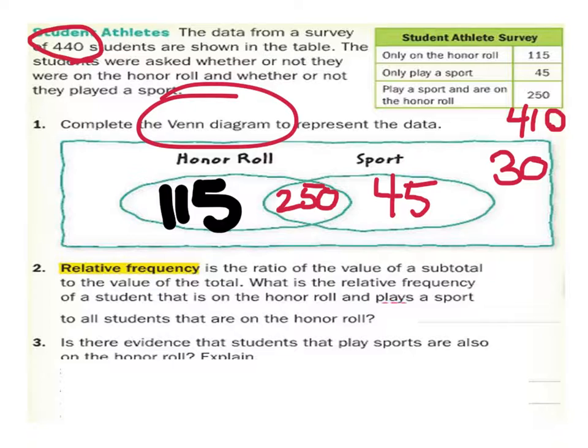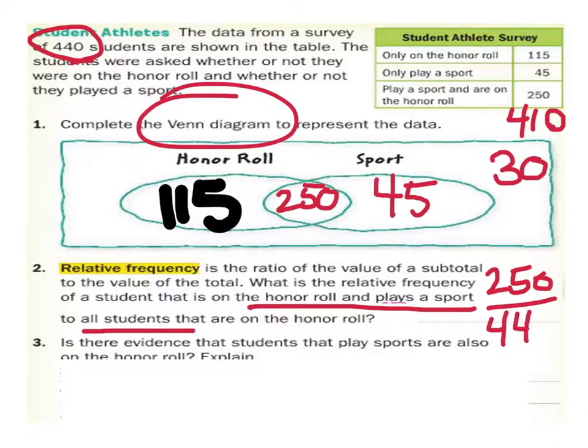You've got relative frequencies also. So what's the frequency that a student is on the honor roll and plays a sport compared to all the students? How many students are on the honor roll and play sports? 250. And how many total students are there? 440. You just got to divide these two. Just get rid of the zeros. 25 over 44.